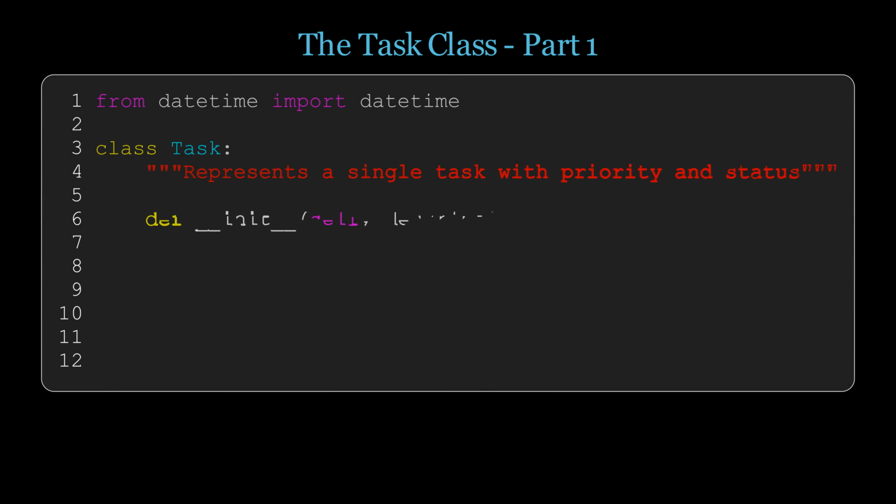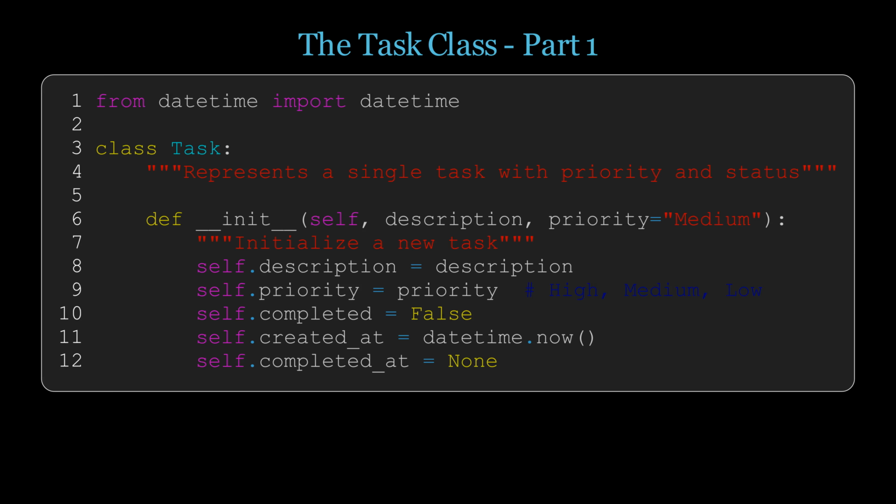Let's start coding. The foundation is our task class. Each task is an object with properties like description, priority, completion status, and creation date. We'll use object-oriented programming to encapsulate all task-related data and behavior in one place. We start by importing datetime to track when tasks are created and completed.